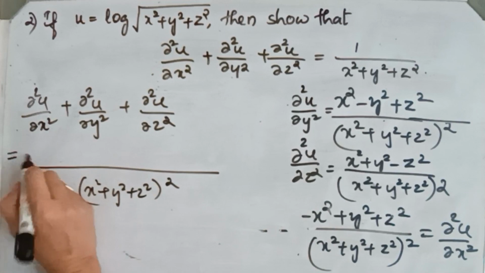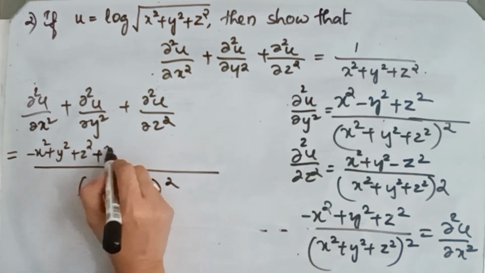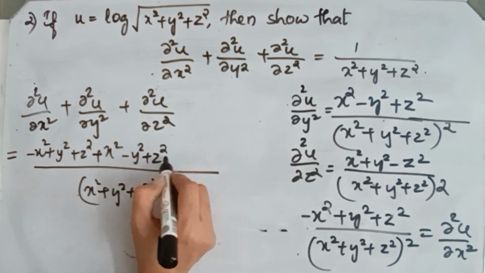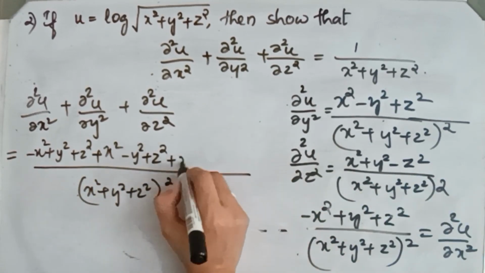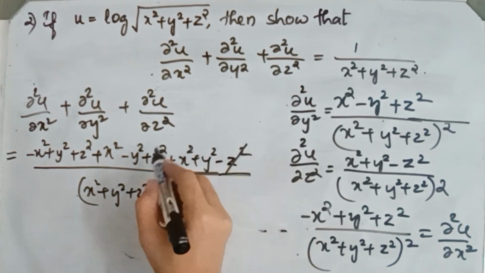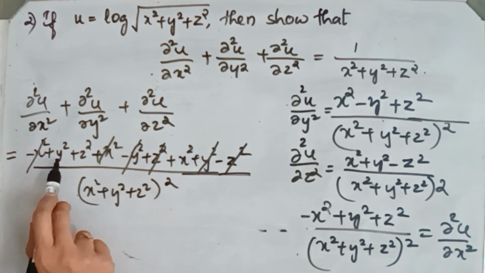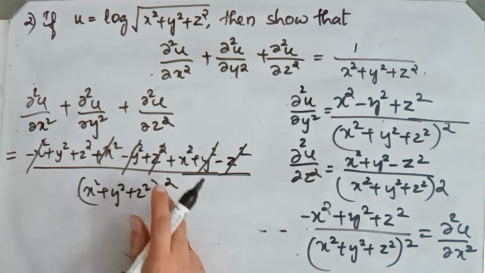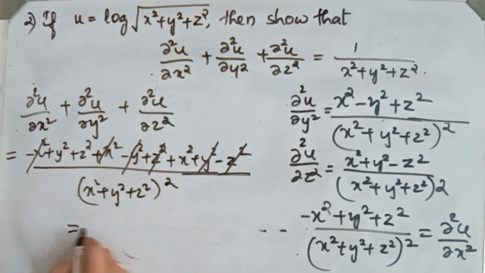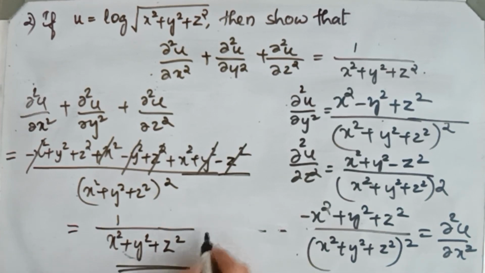Numerator: first term minus x square plus y square plus z square. Second term is this, x square minus y square plus z square. Plus the third term, x square plus y square minus z square. So in this case, one of the z square cancels, one of the y square cancels, one of the x square cancels, then you will get y square plus z square plus x square. So that cancels with one of the values in the denominator. So you will get 1 by x square plus y square plus z square. This is the required RHS.